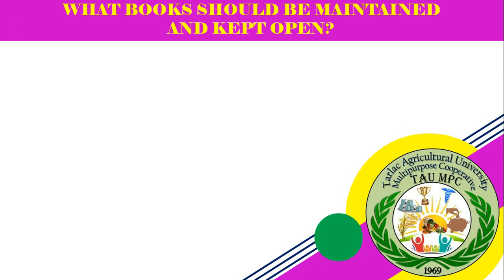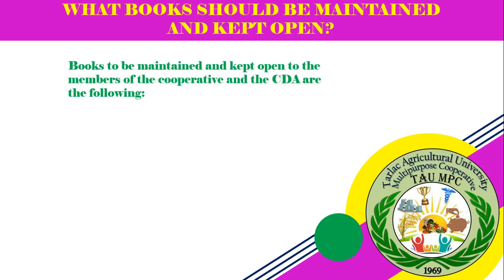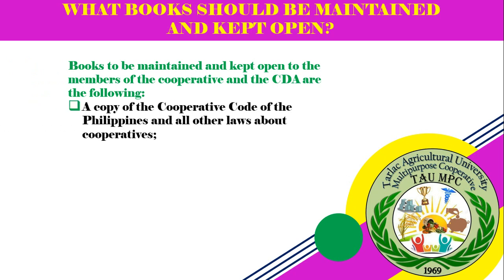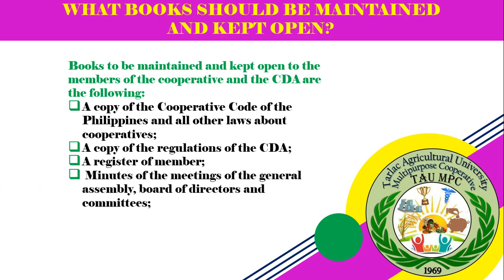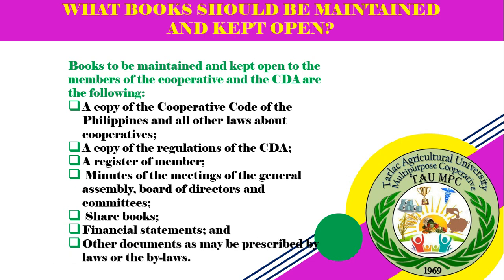What books should be maintained and kept open? Books to be maintained and kept open to the members of the cooperative and the CDA are the following: a copy of the Cooperative Code of the Philippines and all other laws about cooperatives, a copy of the regulations of the CDA, a register of members, minutes of the meetings of the General Assembly, Board of Directors, and committees, share books, financial statements, and other documents as may be prescribed by laws or the bylaws.